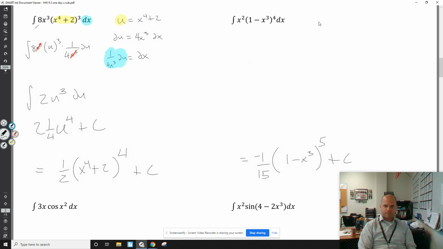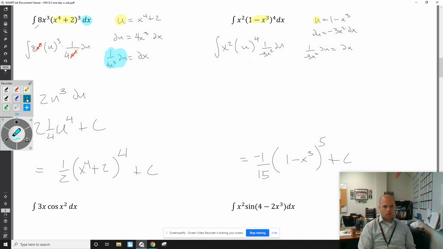Let's say you can't. U equals the inside of your composition. Take the derivative of both sides, make it look a little fancy. Solve: negative 1 over 3x squared du equals dx. Substitute. Integral x squared, this becomes u. This becomes 1 over negative 3x squared du. Again, I substitute in u, and I substitute for dx.